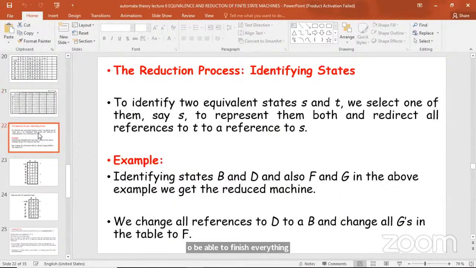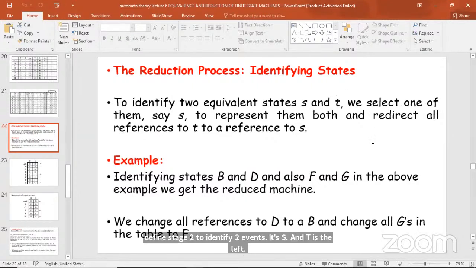Now, how do we continue? When you get a question that says reduce the automaton given below, that means you have to check for inaccessible states. You have to do the reduction, the equivalence. That's you draw the table, draw the equivalence, do the equivalence. Then you remove duplicated states. Then you put it in standard form. So, identifying states.